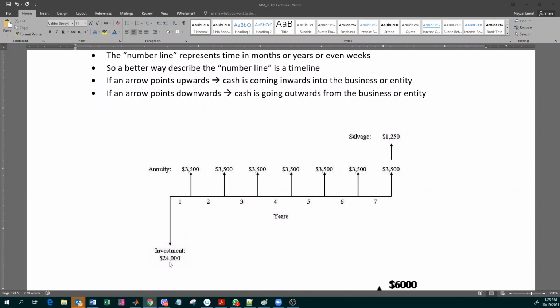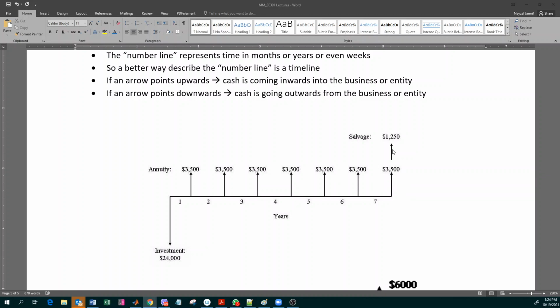To $24,000. All right. So the taxi cost you $24,000, but every year it is making you a profit of 3,500. Every year it's making you a profit of 3,500. Can you see 3,500? Eventually, after 7 years of making 3,500 per year, what did you do to that taxi?